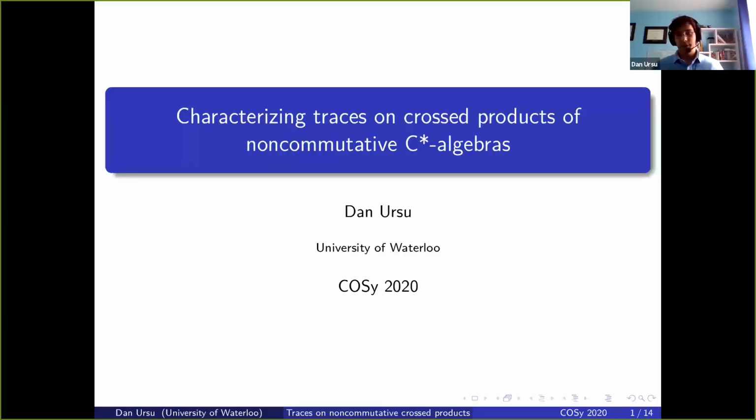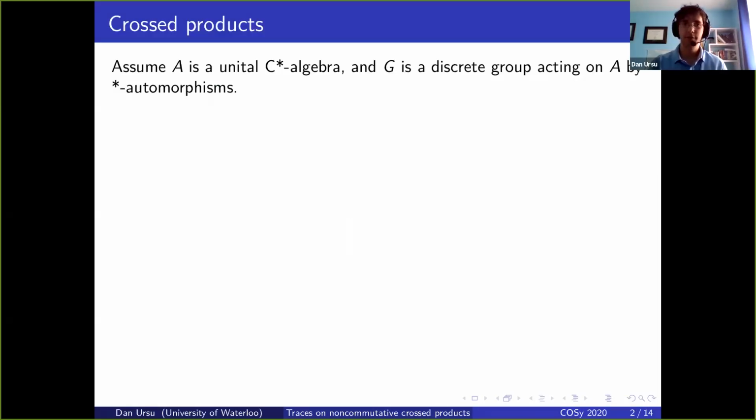The title is pretty self-explanatory. I'm just going to be talking about cross products and whatever traces they may have. So just as a little bit of a review, I'm going to tell you what a cross product is first.